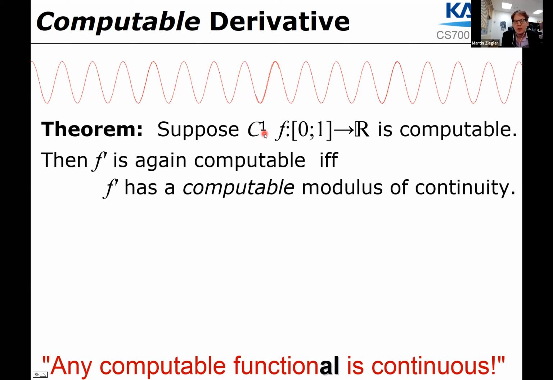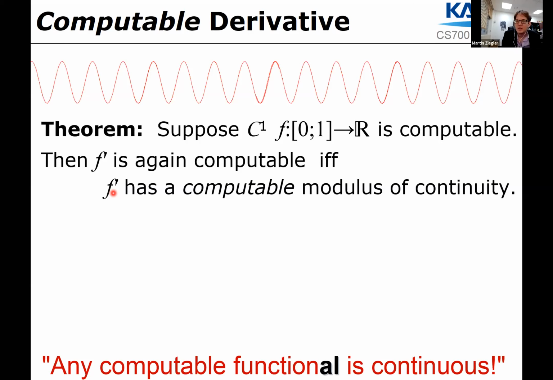It certainly has a modulus of continuity since the derivative is continuous, right? The derivative of the C1 function is continuous on a compact domain and therefore uniformly continuous. And uniformly continuous means having a modulus. But the requirement here is that it must have a computable modulus. And the interesting part of the theorem is that the converse also holds. If the original function is such that its derivative not only has a modulus of continuity, is uniformly continuous, but if it has a computable modulus of continuity, then already the derivative is computable.